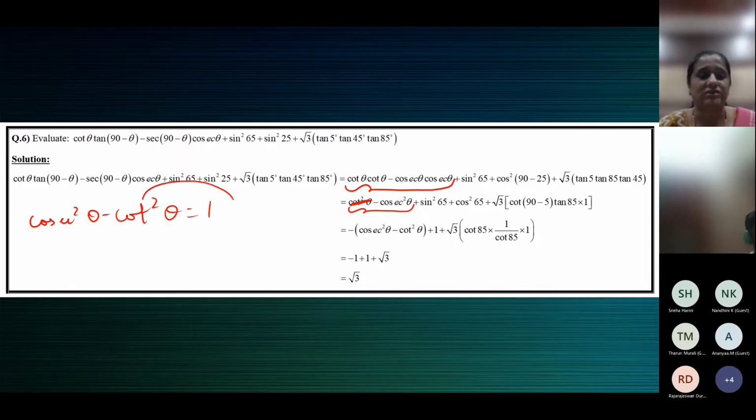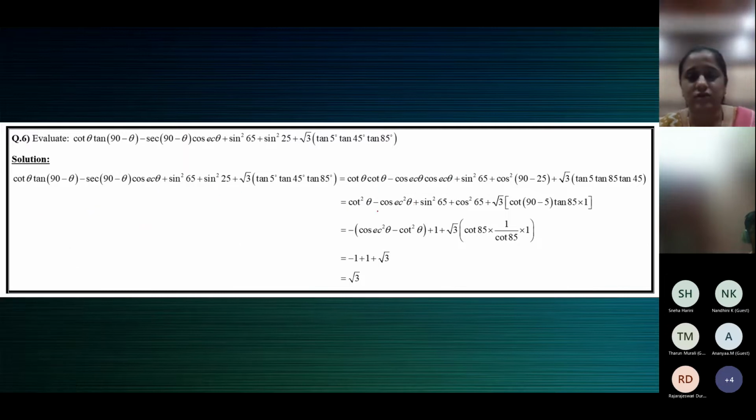So if you take this cot square theta to this side, what do you get? Cosecant square theta minus 1 is equal to cot square theta. So instead of cot square theta, you can write cosecant square theta minus 1. So next step, instead of cot square theta, write cosecant square theta minus 1. Then minus cosecant square theta plus cosecant square theta gets cancelled, and you'll get minus 1. So that's about this part.